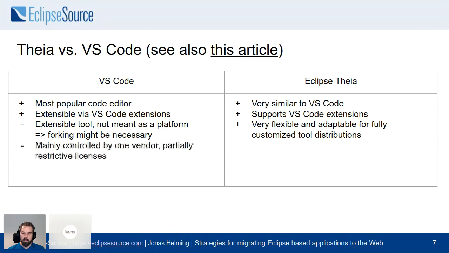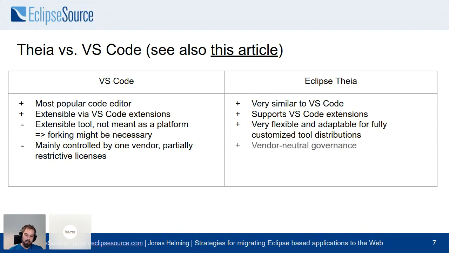From an organization or governance point of view, VS Code is open source, but it's mainly controlled by one vendor. And some of the components in VS Code have restrictive licenses. For example, the live share feature is not open source. The marketplace of VS Code is not open to other tools and so on, which again makes sense for an extensible tool. From my point of view, it's basically due to the fact that it's not a use case for VS Code to be a platform for your tool. It's a tool that you can extend, not a platform.